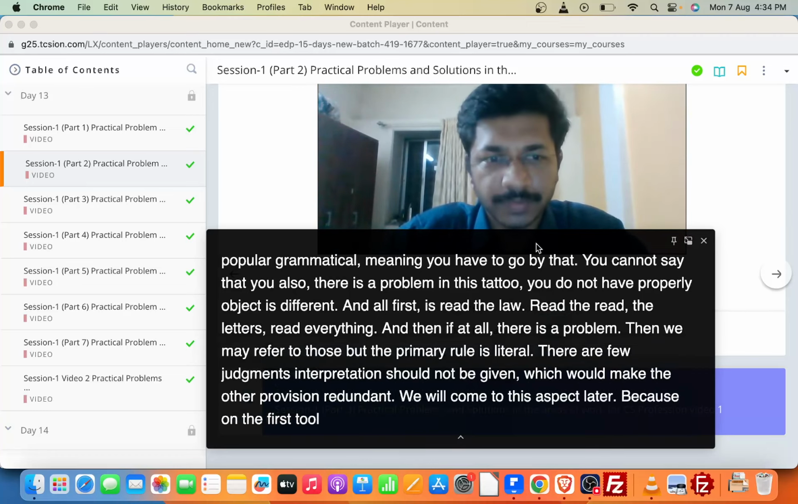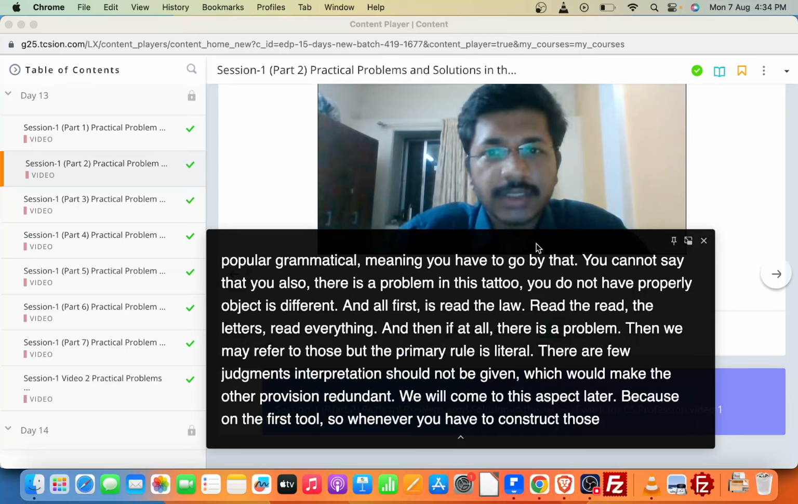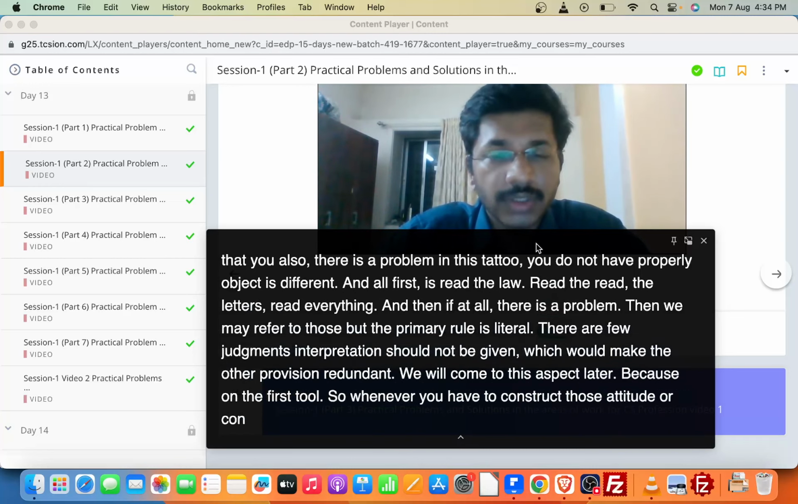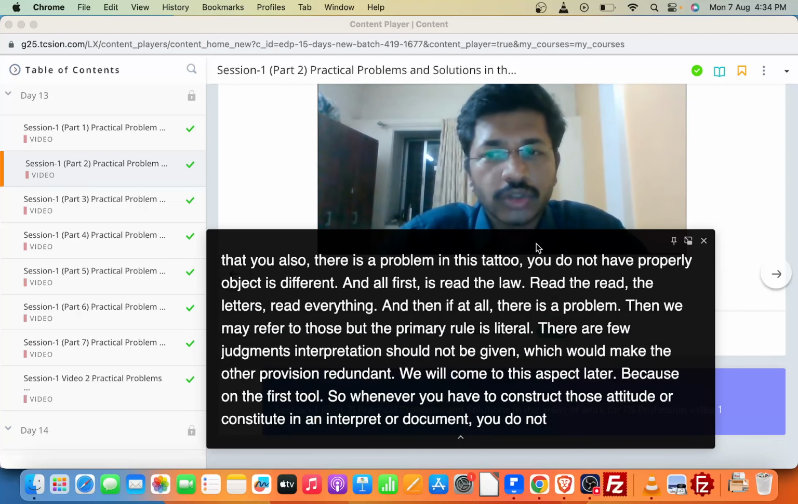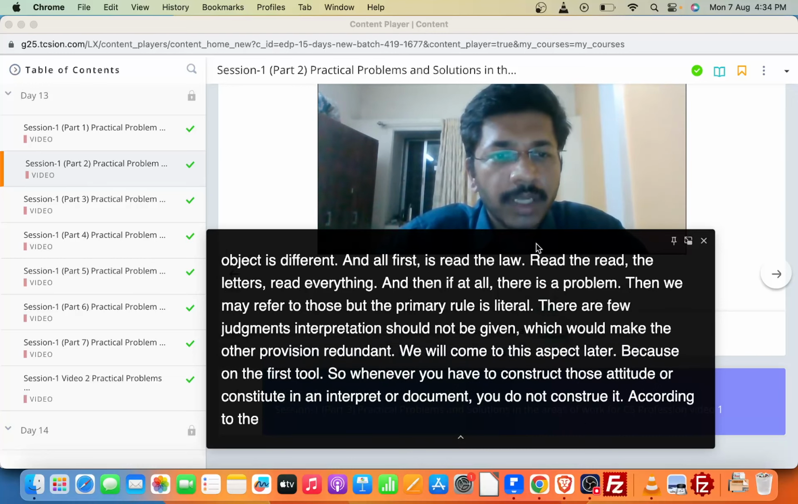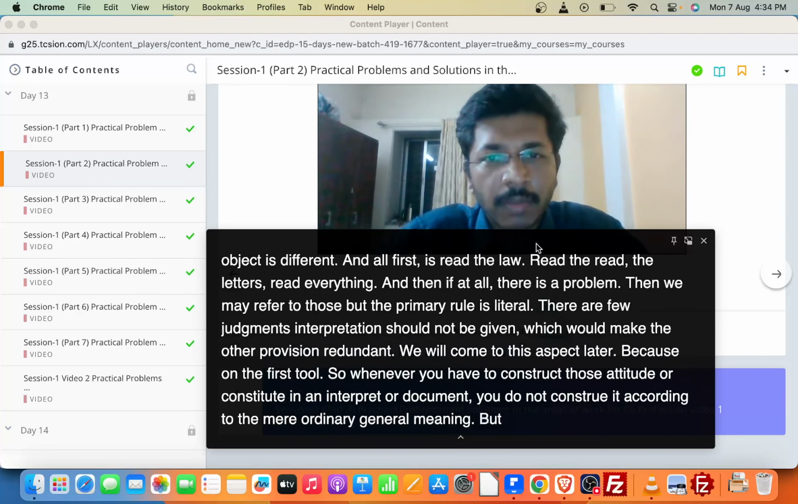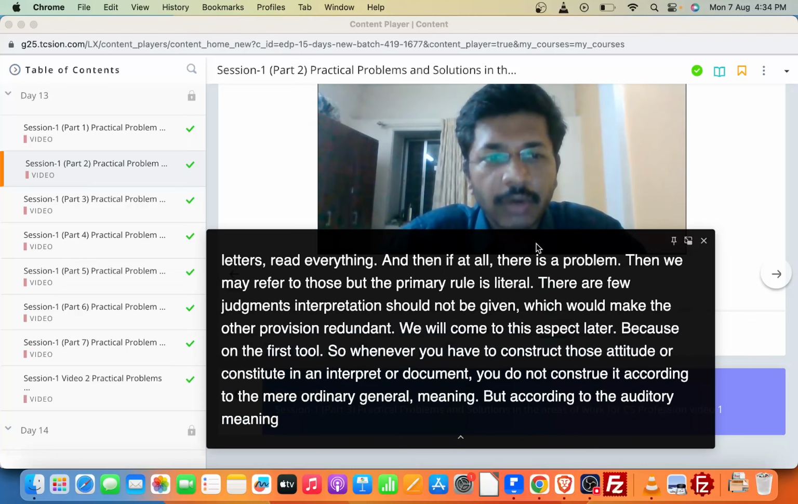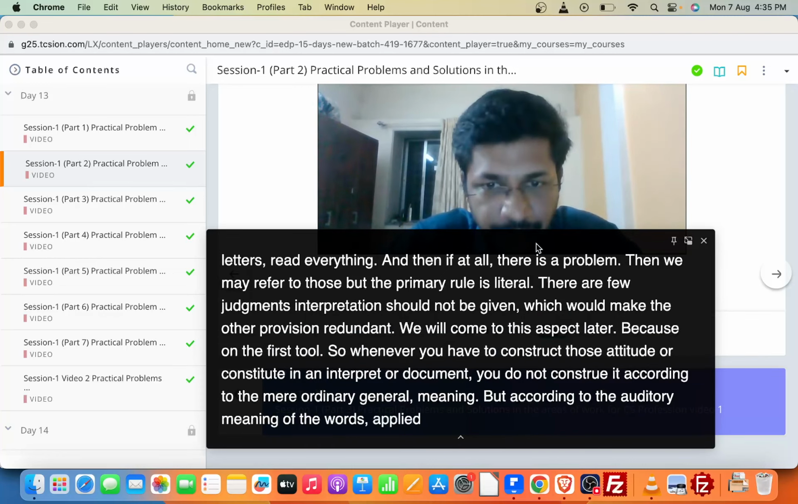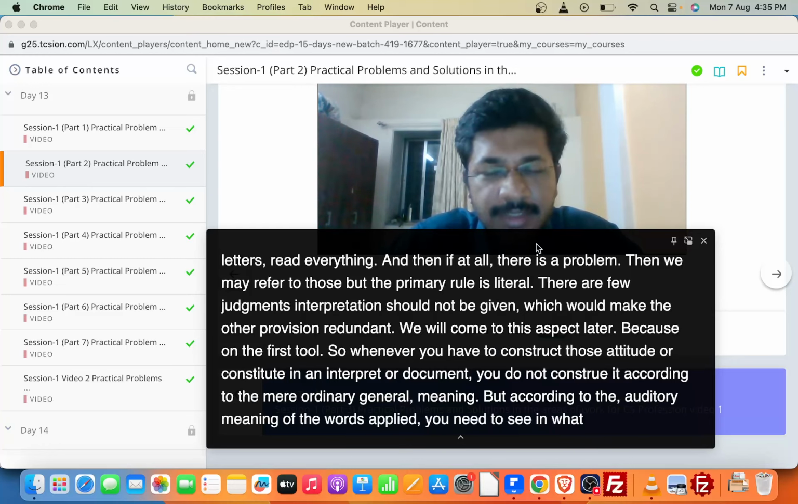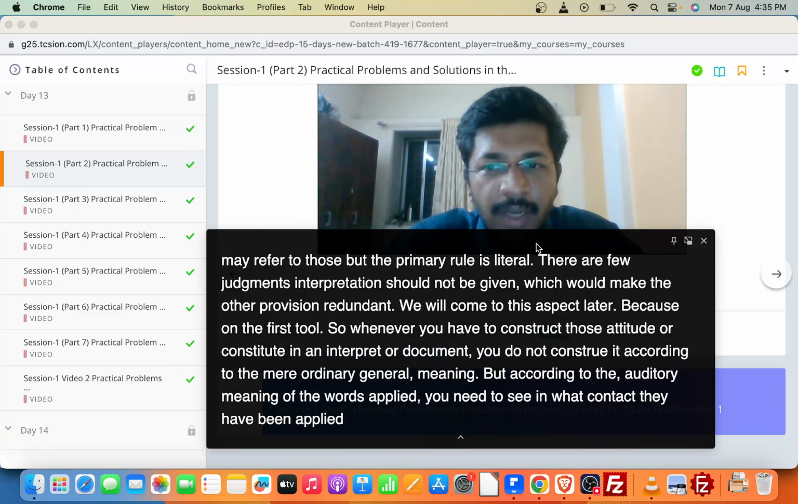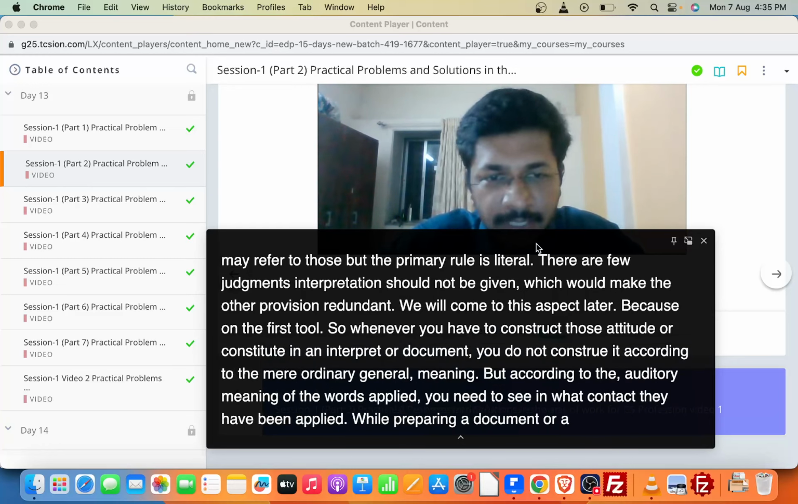Discussion on the first rule. Whenever you have to construct a statute, and construe means interpret, or a document, you do not construe it according to the mere ordinary general meaning, but according to the ordinary meaning of the words applied. You need to see in what context they have been applied while preparing a document or a statute.